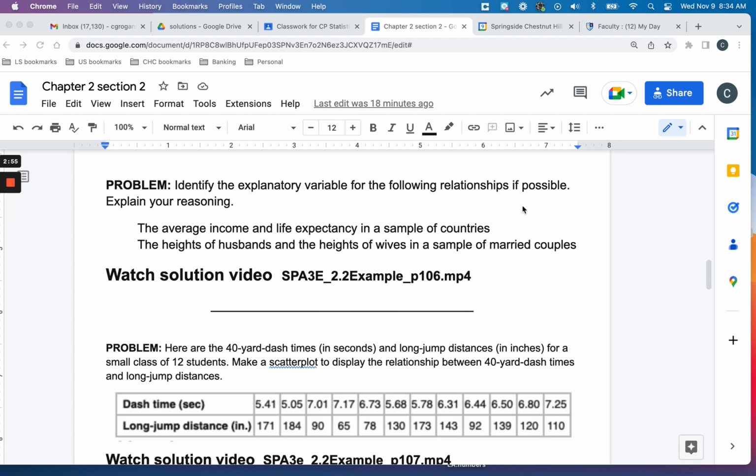And just like for categorical data, sometimes it's crystal clear. You can tell which is explanatory, which is response, and sometimes it's not clear. So you have to be able to figure that out as well. And that first video will talk about that.